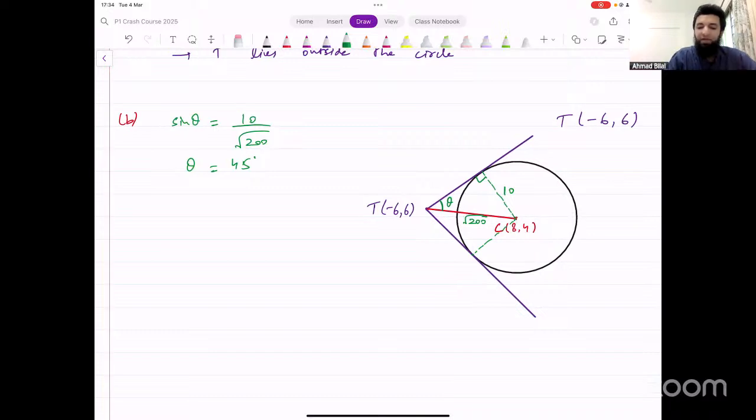You could make this right angle triangle below as well, and that will give you the same result. That's also 45 degrees. Okay, so that was part B. Let's look at the next one now, part C.